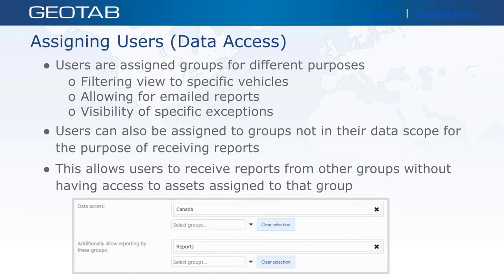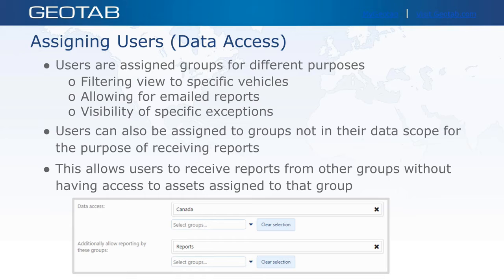So let's talk a little bit about users and how they relate to the groups. Users are assigned to groups for different purposes. So maybe for filtering to specific vehicles within the software, maybe allowing for emailed reports to be sent to them for their own specific location, even visibility of specific exceptions within the system, which I'll expand on. They can also be assigned to groups that aren't in their data scope, and that's for the purpose of receiving reports and for filtering as well. So this allows the user to receive reports from other groups without actually having access to the assets assigned to that group.